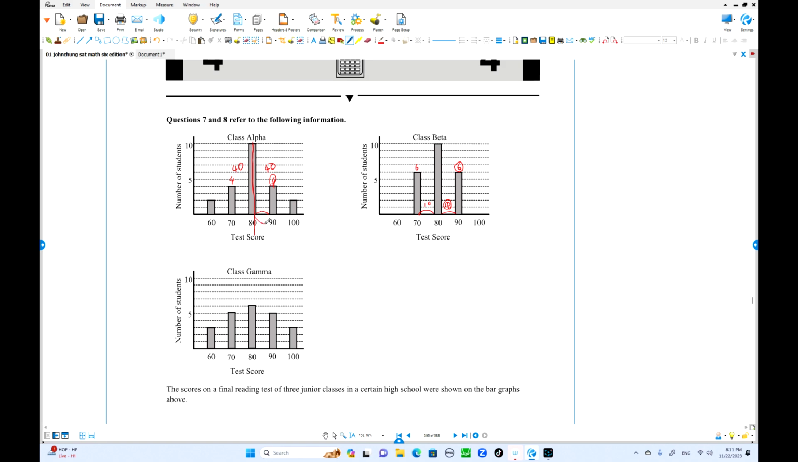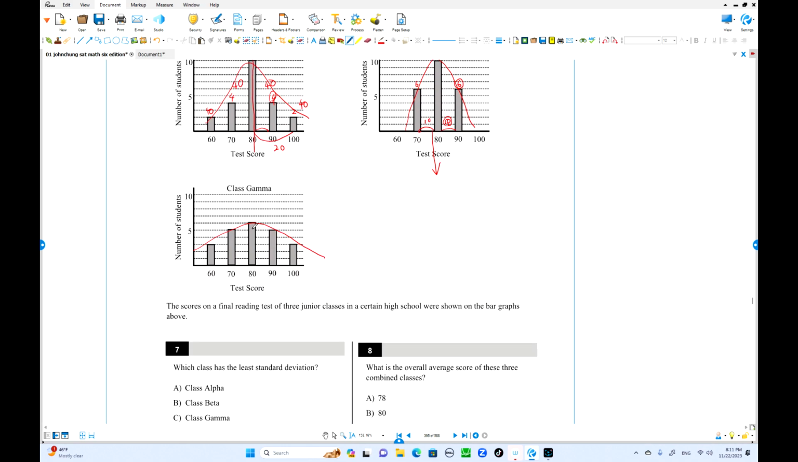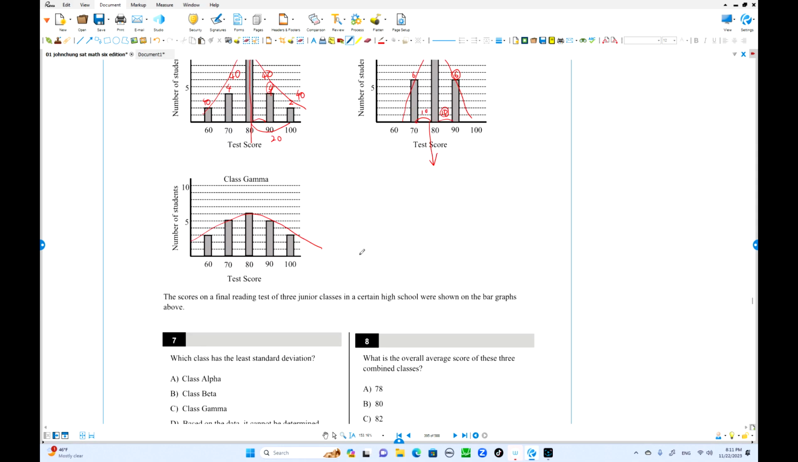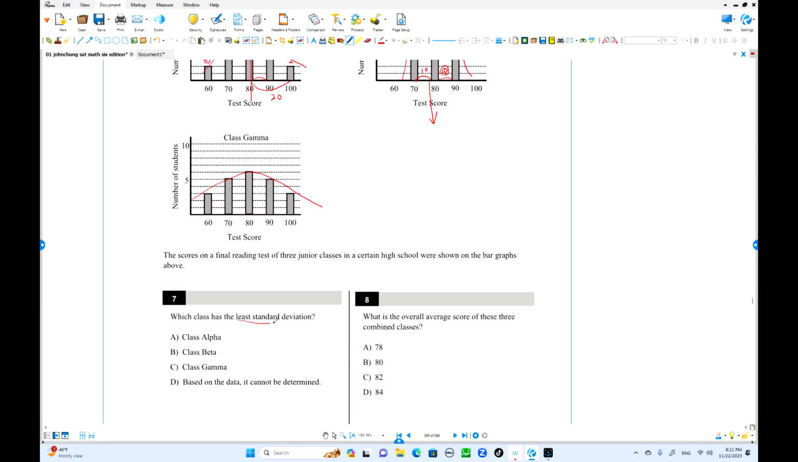What about this one? 20 different, but each one has 20. So we have 2 frequencies there. 2 times 20 is about 40, isn't it? Right? So this is a little more spread out. This is sticky, right? This is a lot. Okay? So this standard deviation is smaller than the other two. Okay. Choice, second one. The second one, the class that has the least standard deviation.